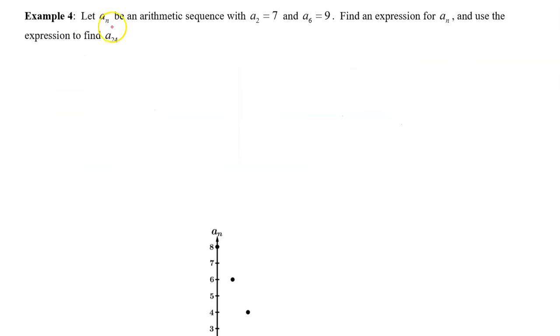Example 4. Let a_n be an arithmetic sequence with a_2 equals 7 and a_6 equals 9. Find an expression for a_n and use the expression to find a_24. For an arithmetic sequence, a_n equals a_k plus d times (n minus k). We do not know the common difference d. However, we are given two different values of the sequence. We can put one here and one here, and that will allow us to solve for d.